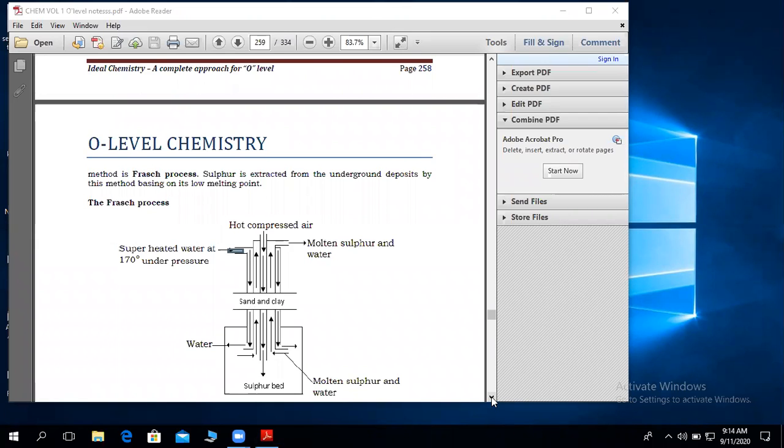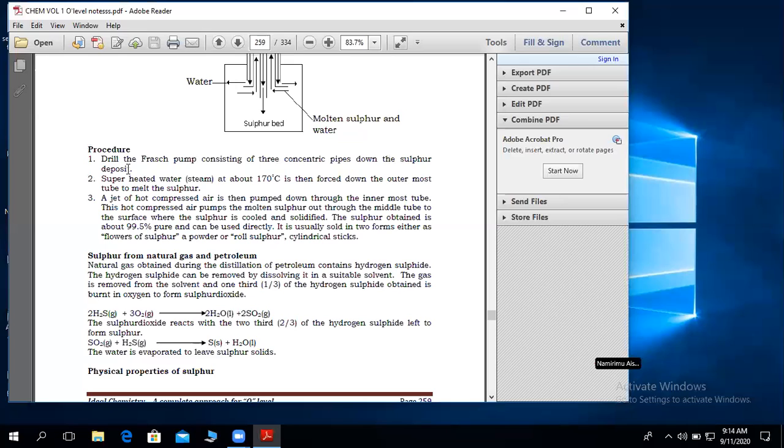What is important here? In the Frasch process, we drill a pump consisting of 3 concentric pipes. Underline this if you have your notes there. 3 concentric pipes down the sulfur deposit. Now, superheated water or steam, about 170 degrees centigrade, is forced down the outermost tube. Please, this is what we mark.